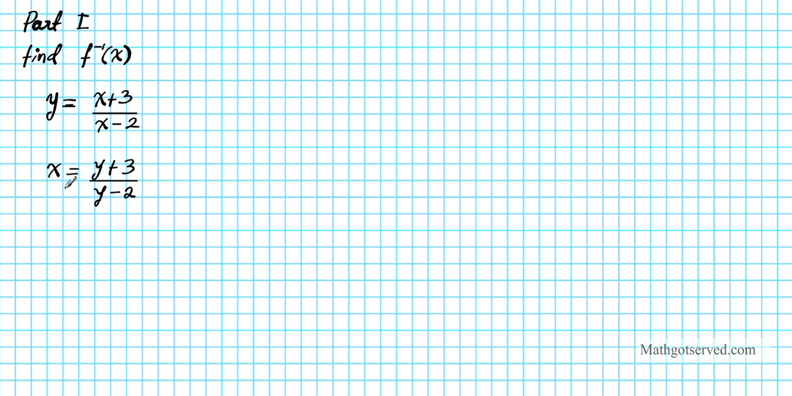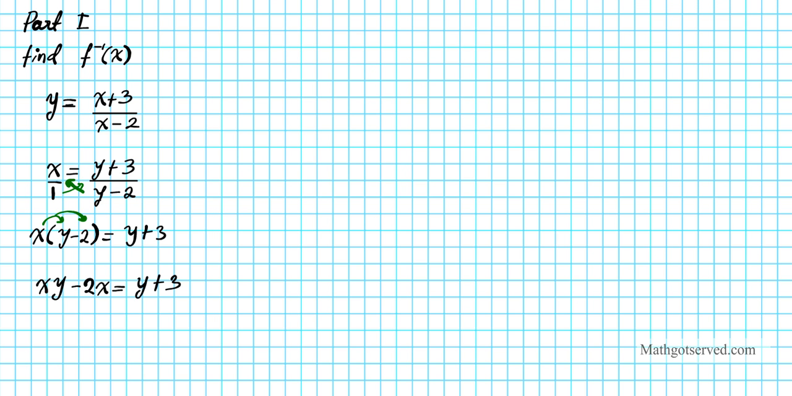So first thing we're going to do is we can cross multiply. Put this over 1, and then we can cross multiply. Well, if we cross multiply, this bottom goes to the top, and then this one right here goes to the top. So if we cross multiply, we're going to have x multiplied by y minus 2 equals y plus 3. Okay? So after cross multiplying, we're going to distribute this x to y minus 2. If we do that, that's going to yield xy minus 2x equals y plus 3.